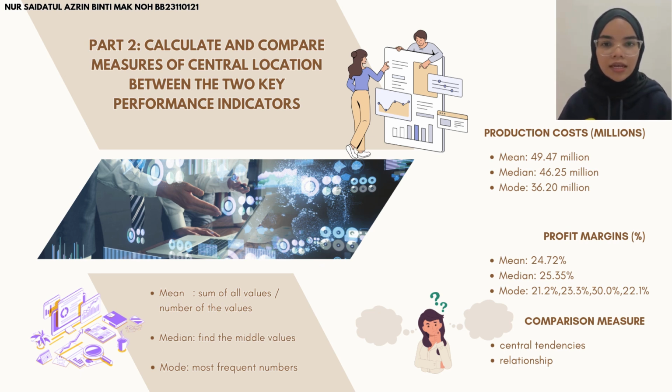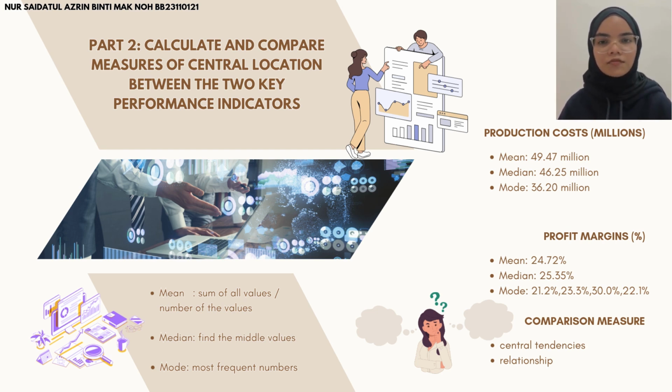And for profit margin, after we total up all the values, we get 741.6, and then we need to divide it by 13. We get for profit margin 24.72%. And the median is the middle value when the data set is sorted from smallest to largest. For an even number of observations, it is the average of the two middle values.